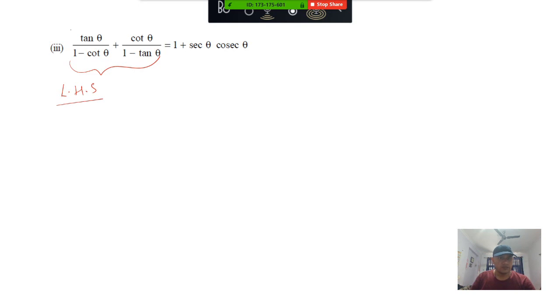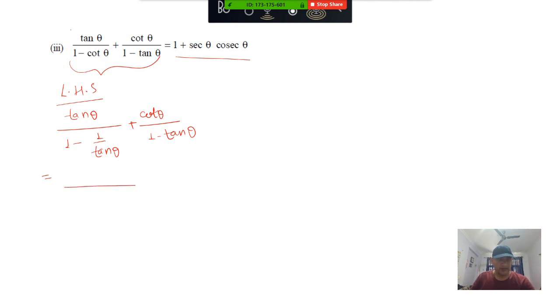So what we do, just change this cot theta here. This becomes tan theta upon 1 minus 1 upon tan theta, and just keep the second term as it is, cot theta upon 1 minus tan theta. While in the book it has been written in terms of sine theta and cos theta, if not, even then we solve like that and we get the correct answer. We will get this right hand side, so don't worry, just solve it with me. I hope you are having pen and paper with you.